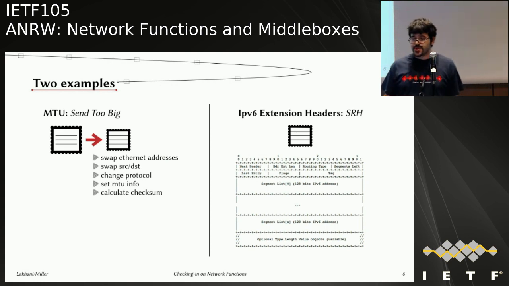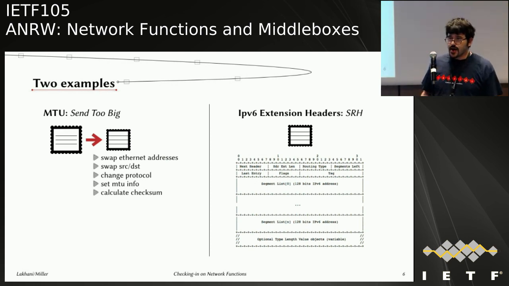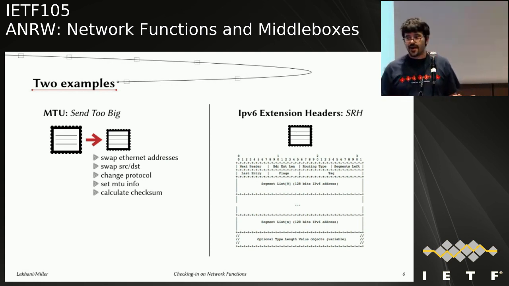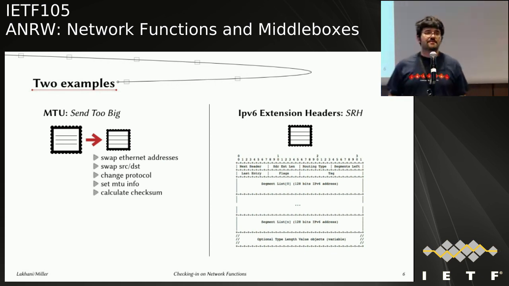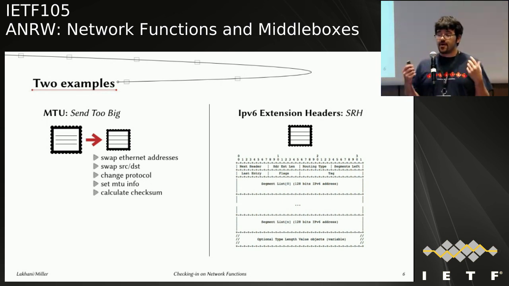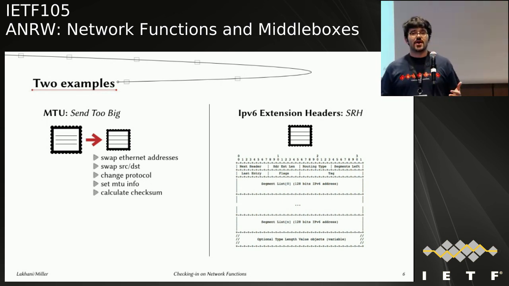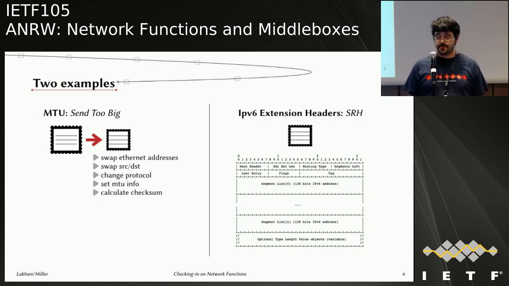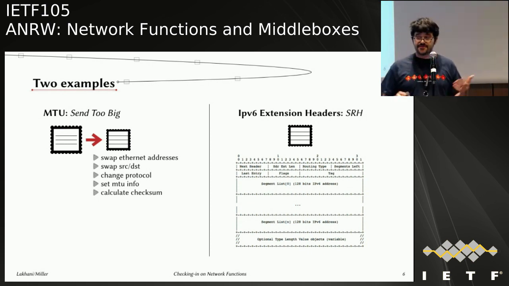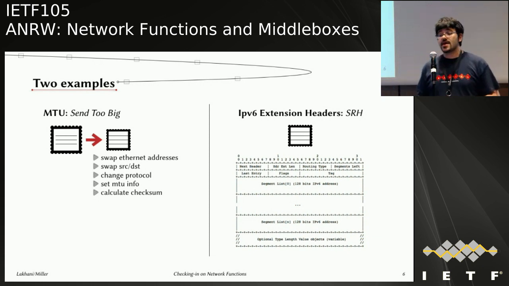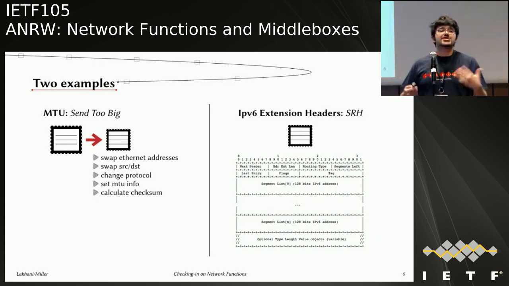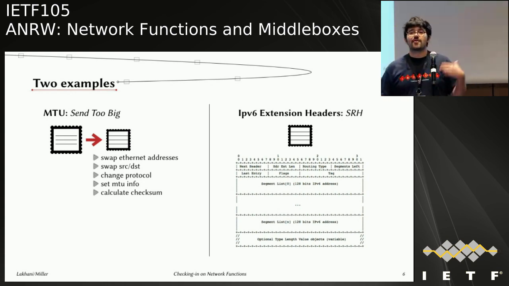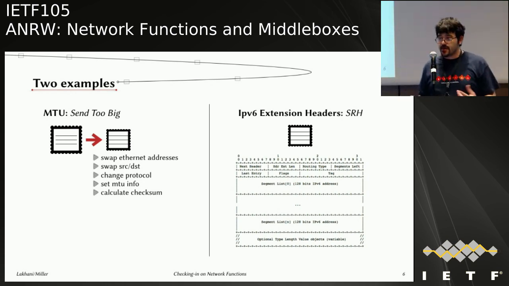So the two examples we look at in the paper, which are kind of these variable ad hoc ones, is the MTU send too big response. So you have a client that has like a TCP packet. It's way too big. We have to do these sets of actions to then return it back, including changing the protocol to an ICMPv6 and the v6 variation, calculating checksum, swapping source and destination. How do we make sure that happens, especially if I'm writing this network function from the beginning?